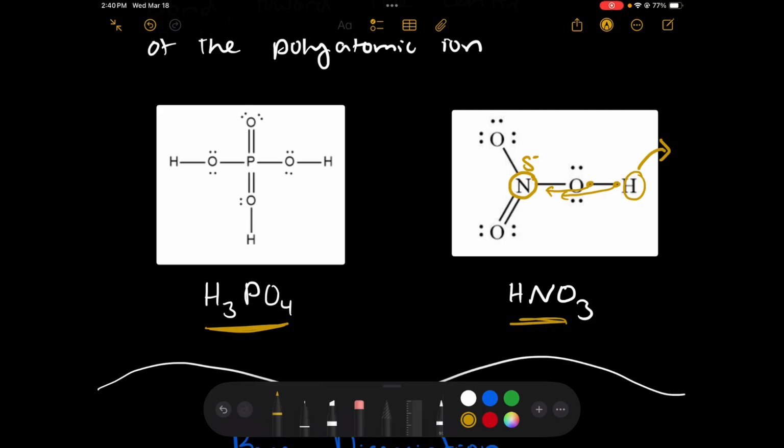Now, phosphorus, while also electronegative, is not nearly as electronegative as nitrogen is. So these electrons that make up this bond do get pulled, but only a little bit. So it's actually a lot harder for this hydrogen to leave. Once again, if you have a polyatomic ion that's made up of more electronegative atoms, that is going to be a stronger acid as a result. All you have to do to determine that is to look at the electronegativity of the central atom on your polyatomic, okay?